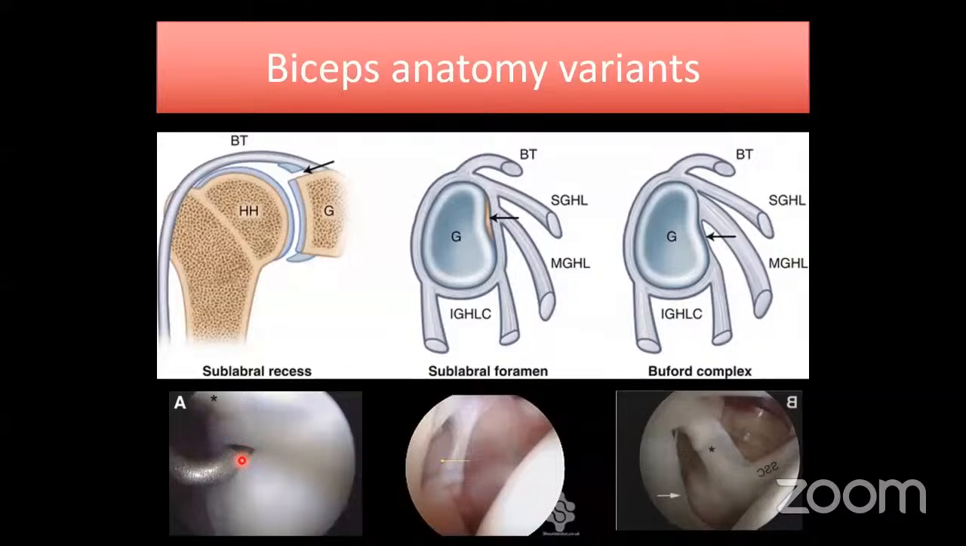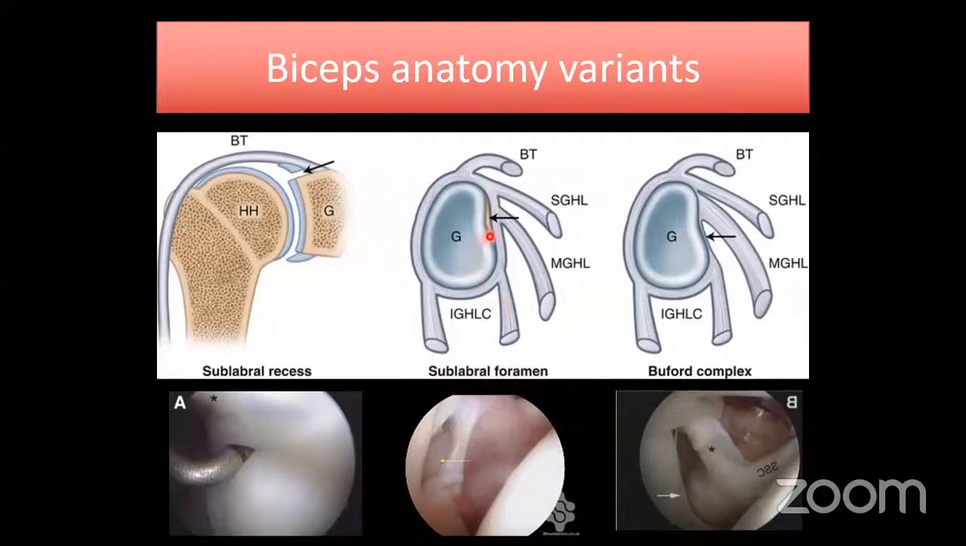Typically, if the gap or that recess does not extend posterior to the long head of the biceps, then you should consider that to be a normal anatomic variant. Something that goes posterior to the biceps tendon would need to be looked at as a pathology. The next is a sublabral foramen.